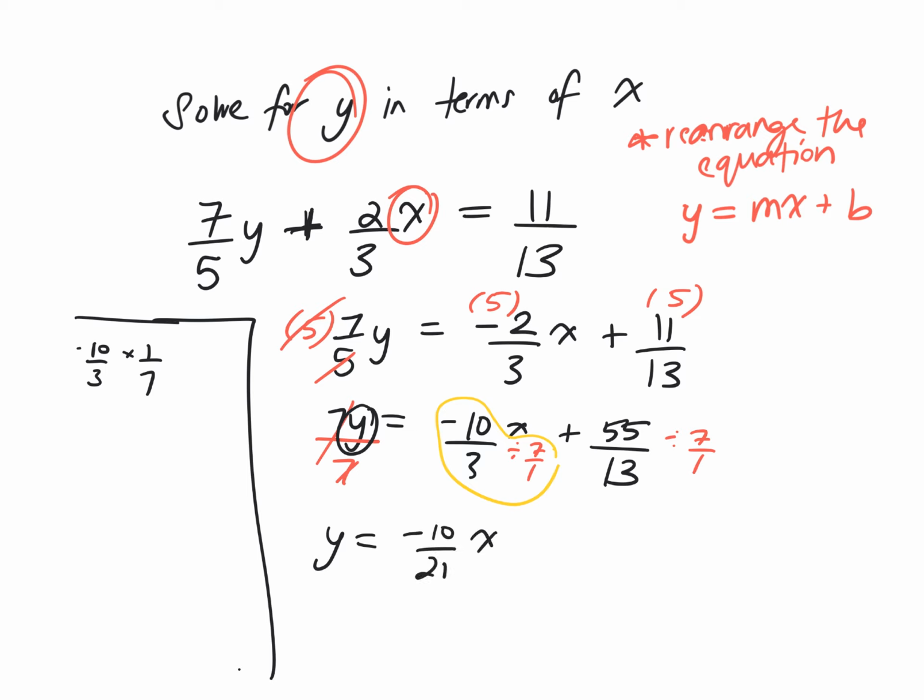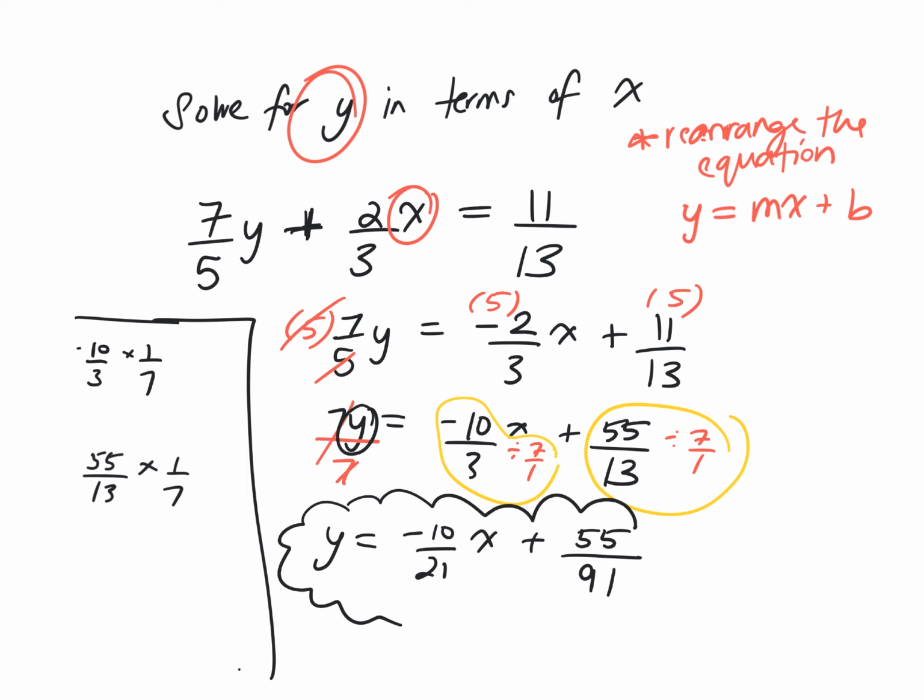And then I'm doing this part. 55 over 13 times 1 over 7 is positive 55 over 91. So you got y equals negative 10 over 21x plus 55 over 91. If I were to ask you what would be the slope of this line, this is a linear equation now. Negative 10 over 21 is the slope. What's the y-intercept? 55 over 91. Good.